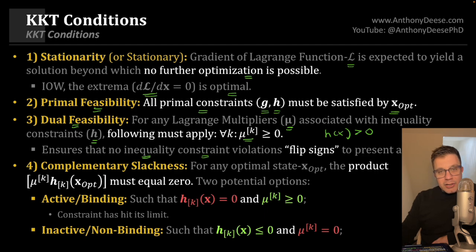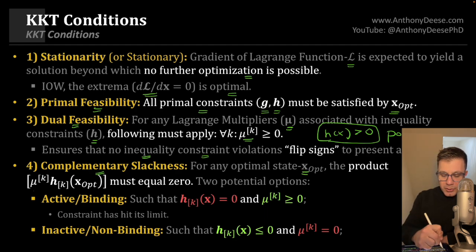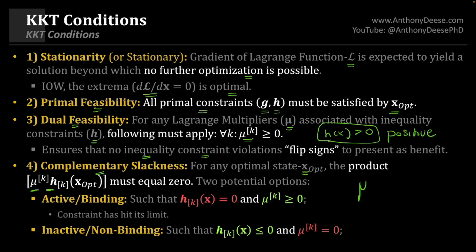Making sure that those violations don't flip signs to present as a benefit. If we're working on minimization, we want h of x greater than 0 to be positive, because that presents a penalty to the objective function. Next, we have complementary slackness, and this is probably one of the more interesting ones. What it says is that for any optimal state, the product of mu and h must equal 0. And this is for the optimal state.